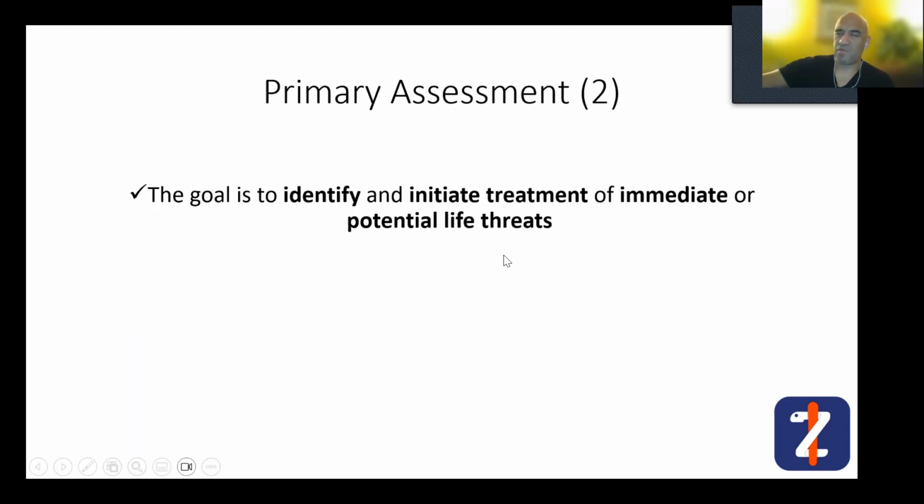All right, so we finished with the scene size-up. Very easy. You can go back in the video and stop. But here, this is the primary, exactly what the word says, primary assessment. Here's the goal: to identify and initiate treatment of immediate and potential life threats. In the primary assessment, very important term, you identify potential life threats, and you treat them immediately. That's the goal of the primary assessment.